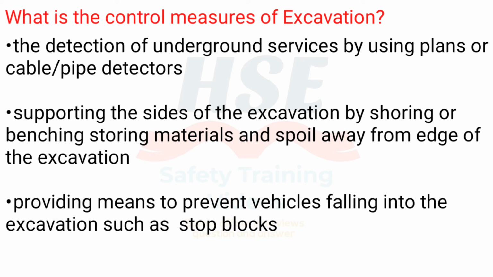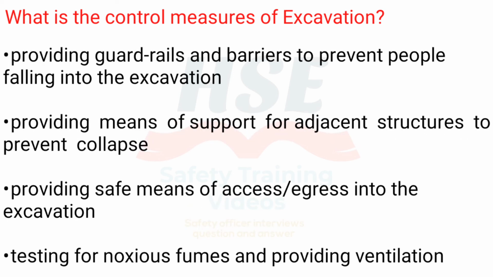What are the control measures of excavation? The detection of underground services by using plans or cable, pipe detectors. Supporting the sides of the excavation by shoring or benching, storing materials and spoil away from edge of the excavation. Providing means to prevent vehicles falling into the excavation such as stop blocks.